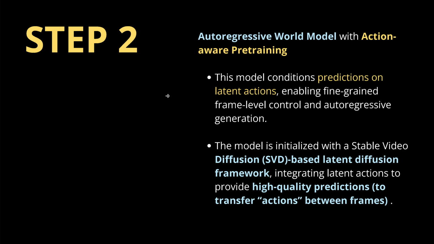And then the second step is rather similar to N1 by NVIDIA, because what we want to have is an autoregressive world model with action-aware pre-training. So in step 1, the model conditions the prediction on the latent actions, enabling some fine-grained frame-level control. But then we want to train, of course, a diffusion model, because we simply want the action vector added to a particular video frame, and then the diffusion model should be able to generate the next time step, the prediction in the future.